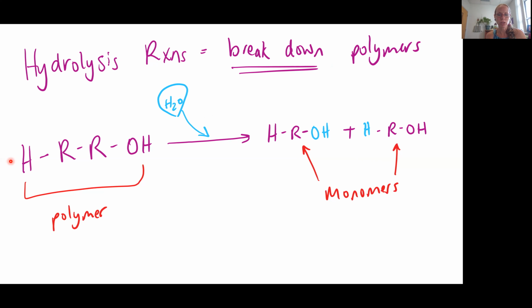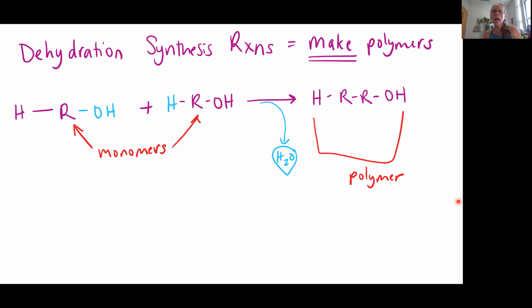So we're going to start with that same polymer. We're going to take that water molecule and break it apart into a hydroxyl group, an OH, and a hydrogen. And that's going to allow us then to break our polymer down into monomers. So when we eat food, we're going to do hydrolysis reactions in order to get our pieces and parts. And then we're going to use those pieces and parts, those monomers, in order to do dehydration synthesis reactions in order to make the polymers that our cells need.